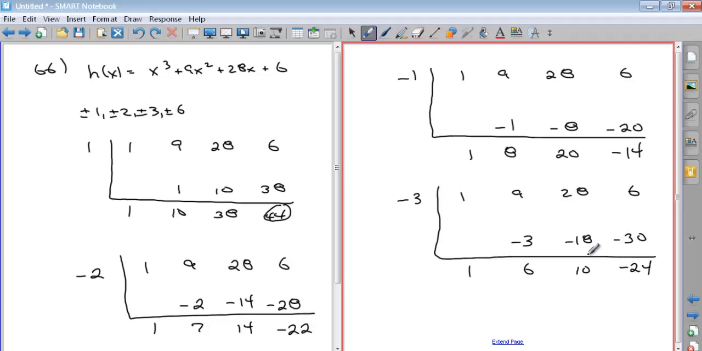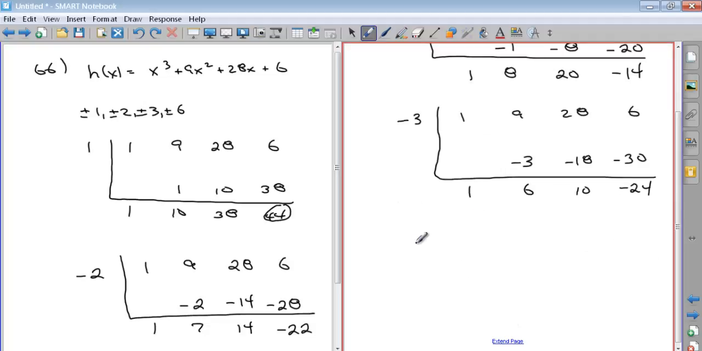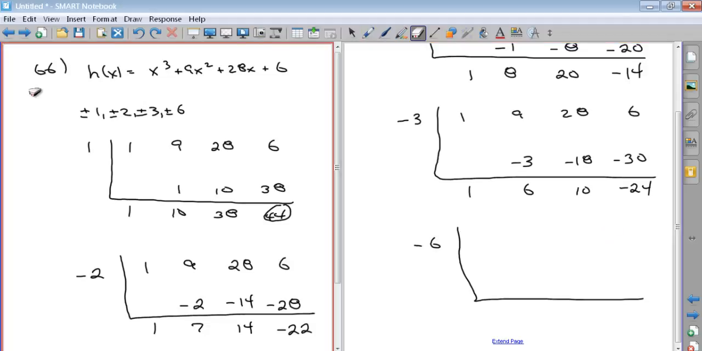So I got negative 24. Oh, it's getting even worse. So let's try negative 6. See if that works. Now I'm looking back, make sure I didn't do it wrong. I did do it wrong. Okay, sorry about that. So my original equation was wrong. It's x cubed plus 9x squared plus 27x plus 35.